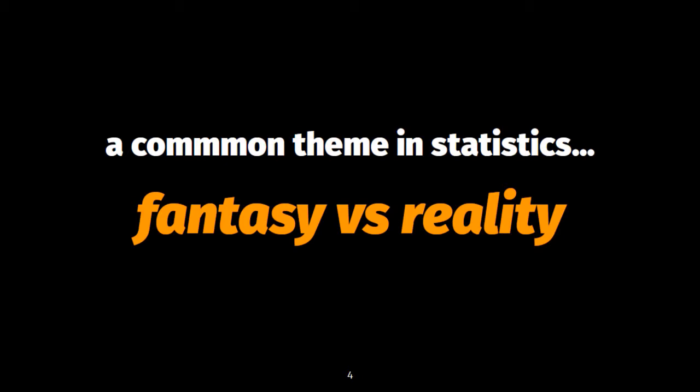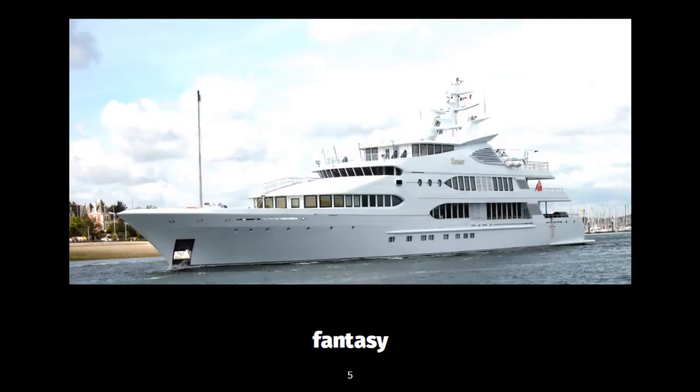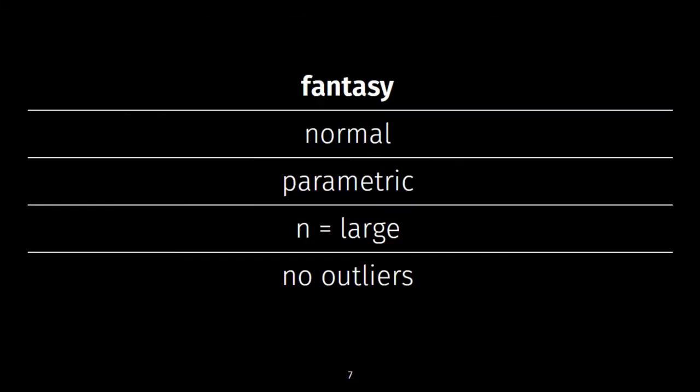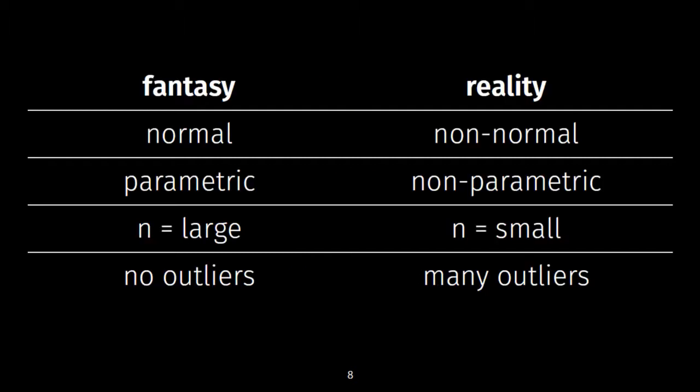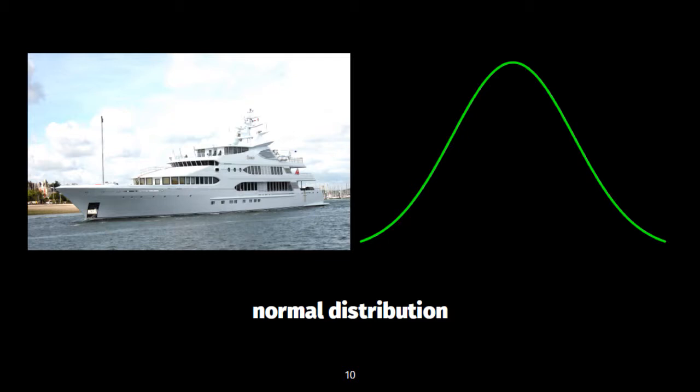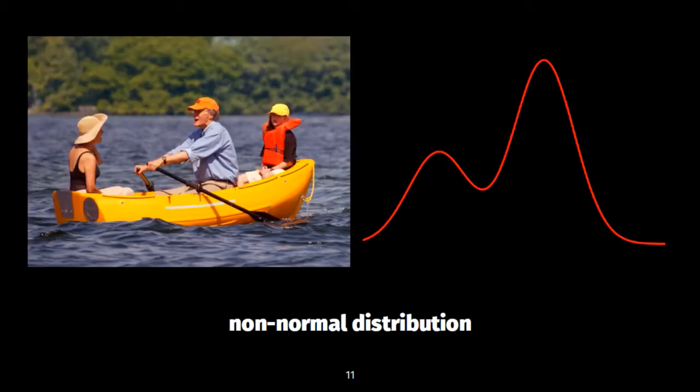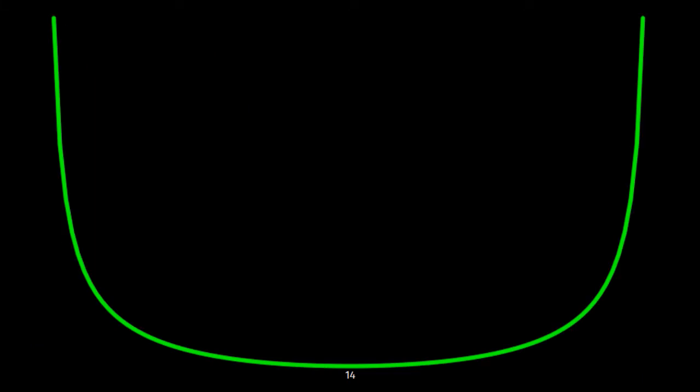So let's start off with a common theme in statistics: fantasy versus reality. Fantasy is what you wish were true. Reality is what you're stuck with. So this is what you wish your data had. It's a normal distribution. It's all parametric. You have n is large or gigantic, and you have no outliers. But in reality, little or none of this may be true, sadly. Just looking at distributions of data, we would like it if everything were normally distributed, but in reality, data looks like this, or this, or this, or this, or that. So how do you deal with that?